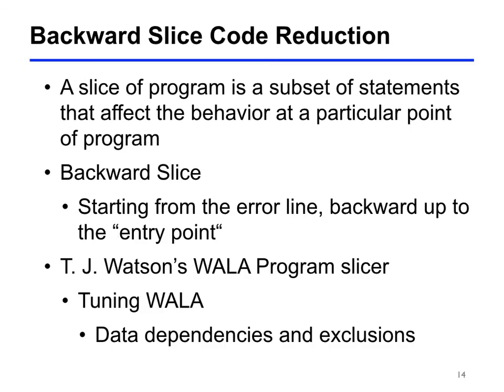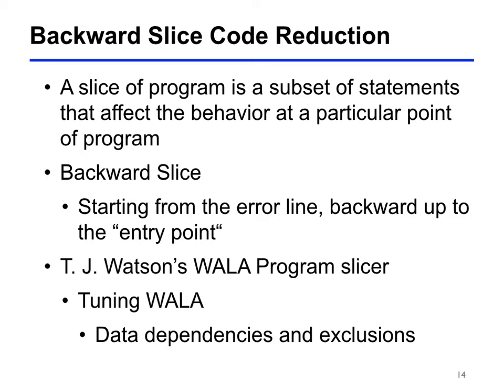Moving on, the second code reduction technique is computing the backward slice. A program slice is a subset of statements that affect the behavior at a particular point of the program. There are many kinds of it. In this work, we are interested in static backward slice. Starting from the error line, we slice the code backward up to the entry point.